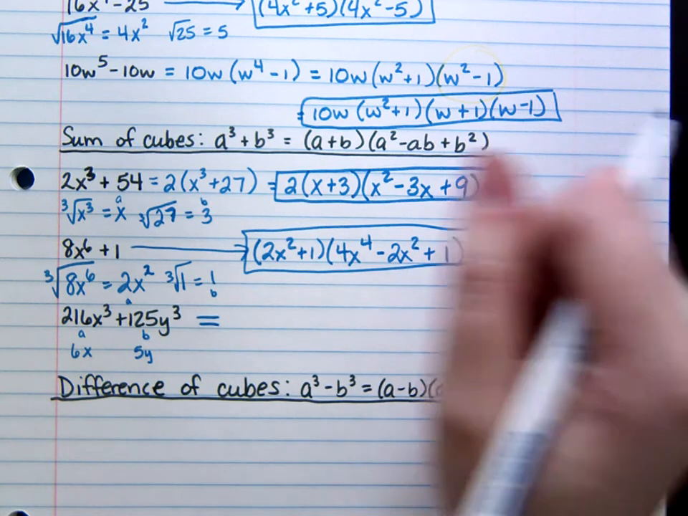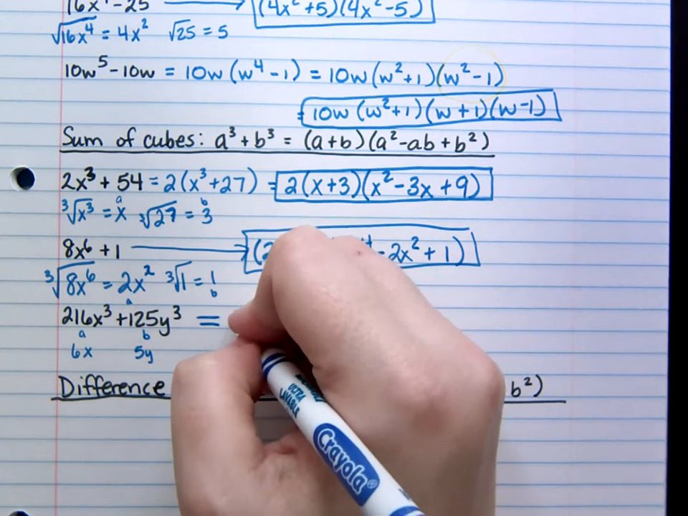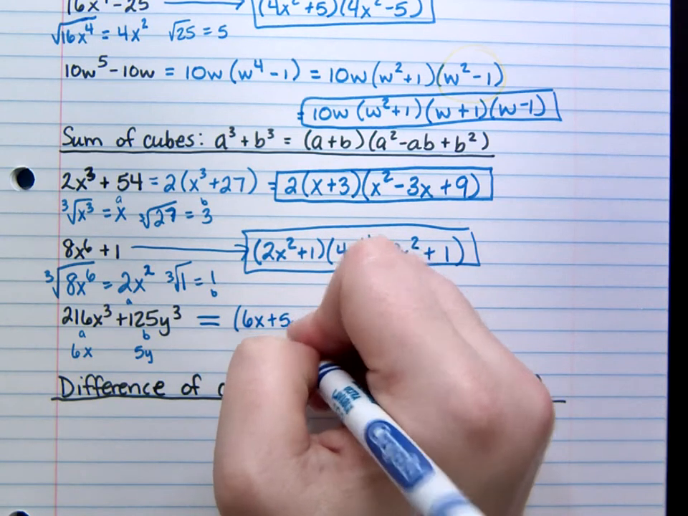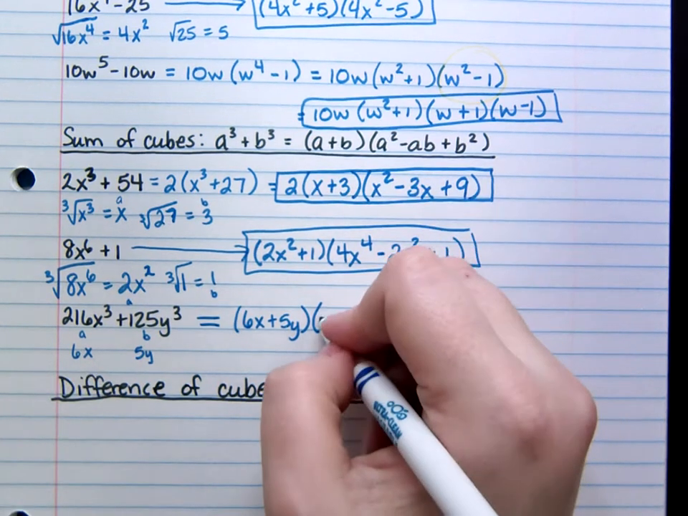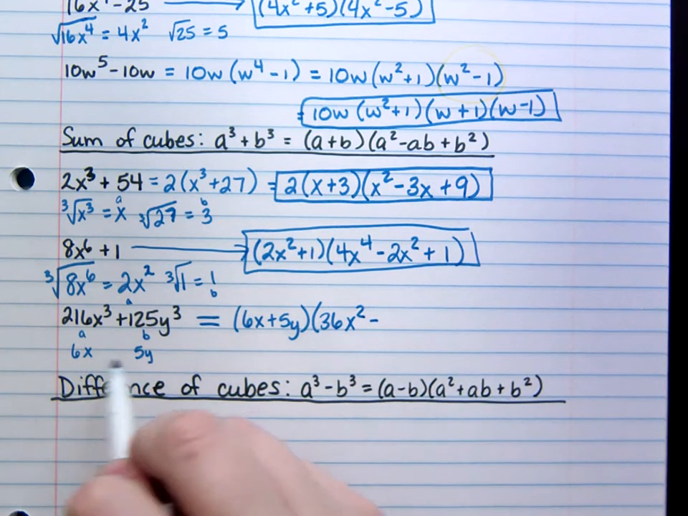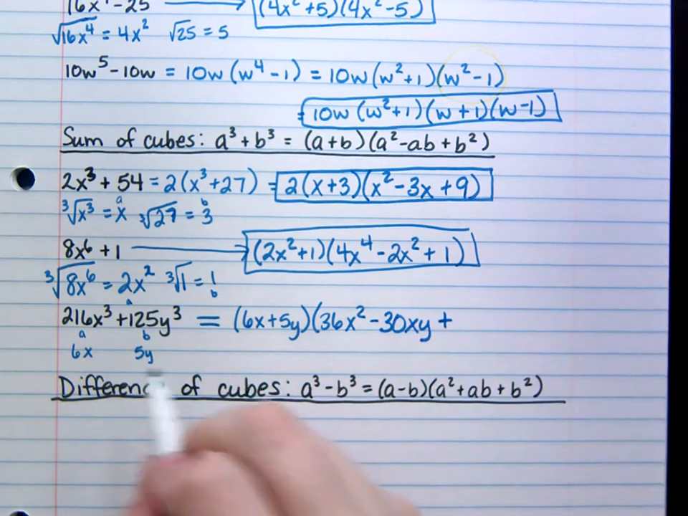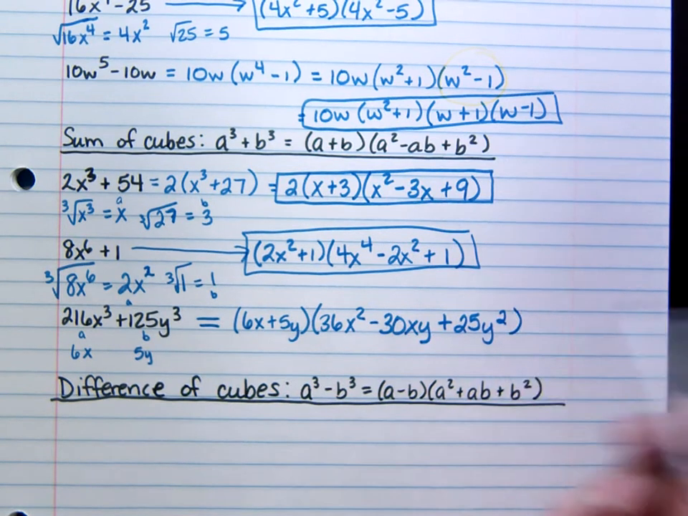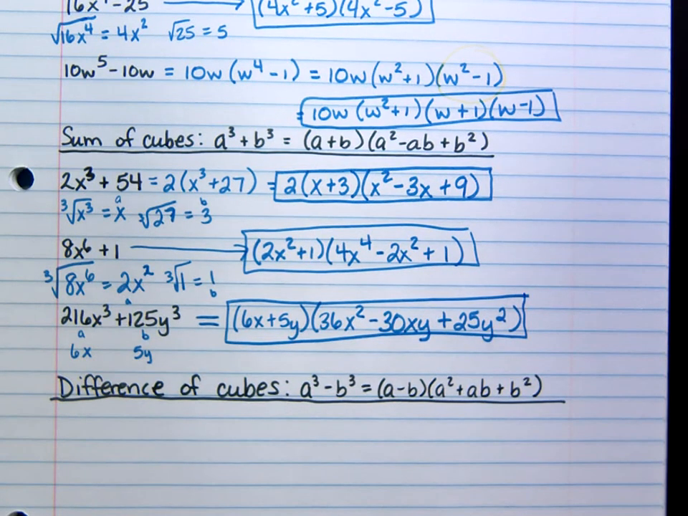So, let's see. Okay, so a plus b gives me 6x plus 5y. Then there's a squared, so 6x, and I square it to get 36x squared, minus a times b, so multiply these together to get 30xy, plus b squared, so I take 5y and square it to get 25y squared. And again, sum of cubes, once you do that, you can't factor further.